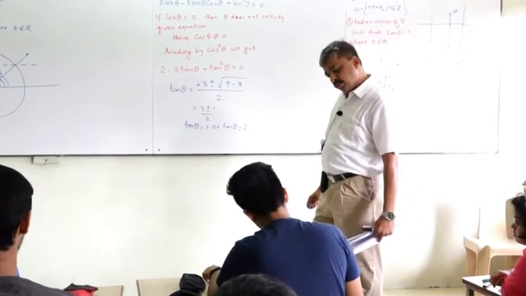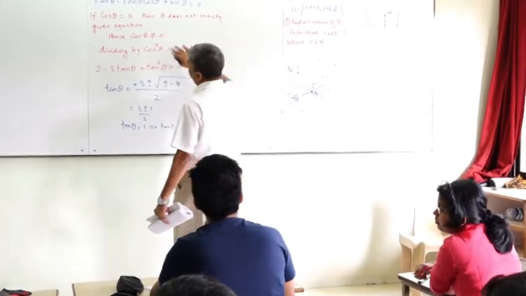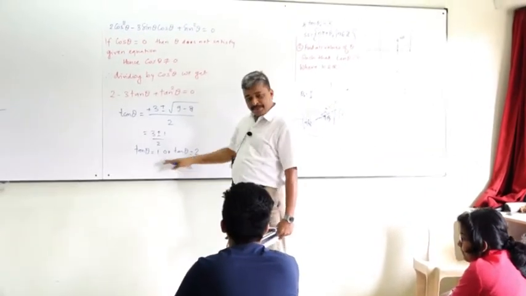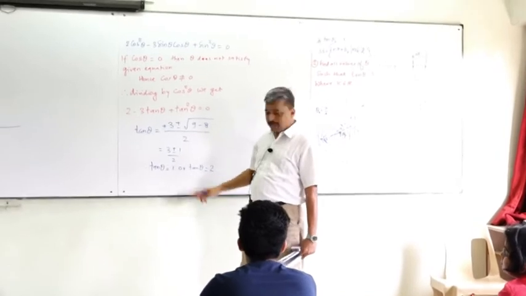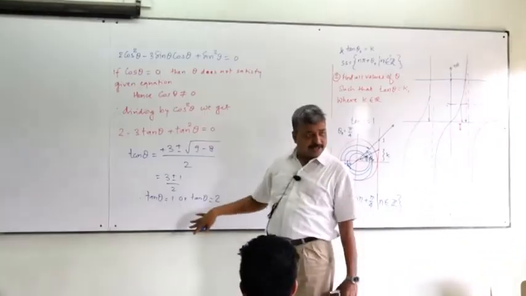Sin theta is equal to cos theta, that means tan theta is equal to 1. Correct. So that is what I mean. Perfect, no problem. Finally you got the same thing. Sin theta is equal to cos theta and 2 sin theta is equal to cos theta. If you don't get into tan theta, still you can solve.